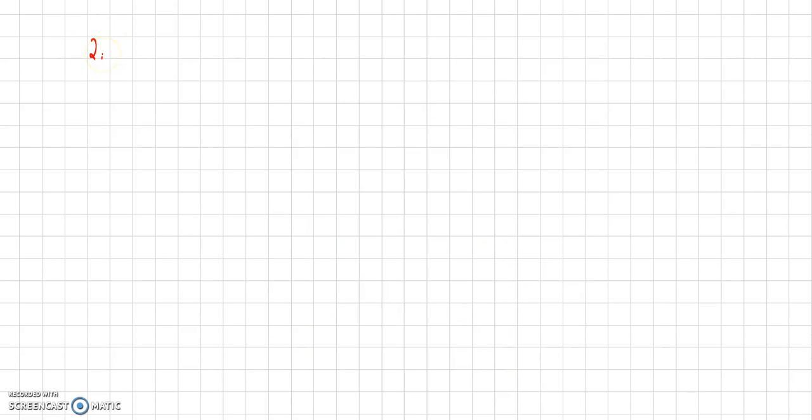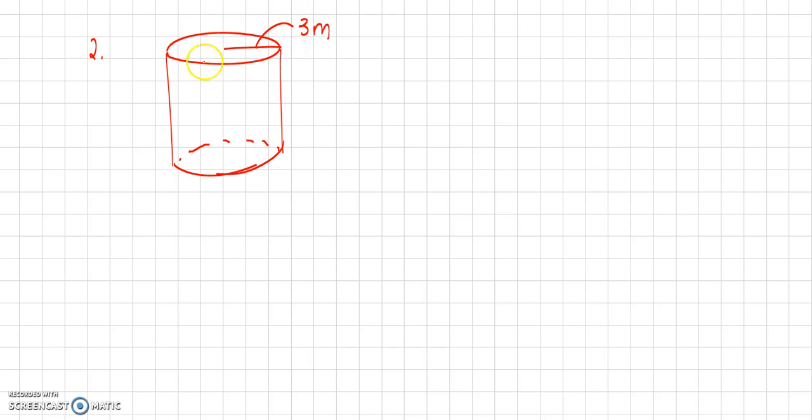Number 2 says, what is the surface area of a right cylinder of radius 3 meters and height 8 meters? Okay, when you find the surface area, remember it's the area of the whole entire thing. Our radius is 3 meters, and our height is 8 meters. So the surface area, we have the label or the rectangle that goes around the cylinder, and we have the bases. We have both bases.